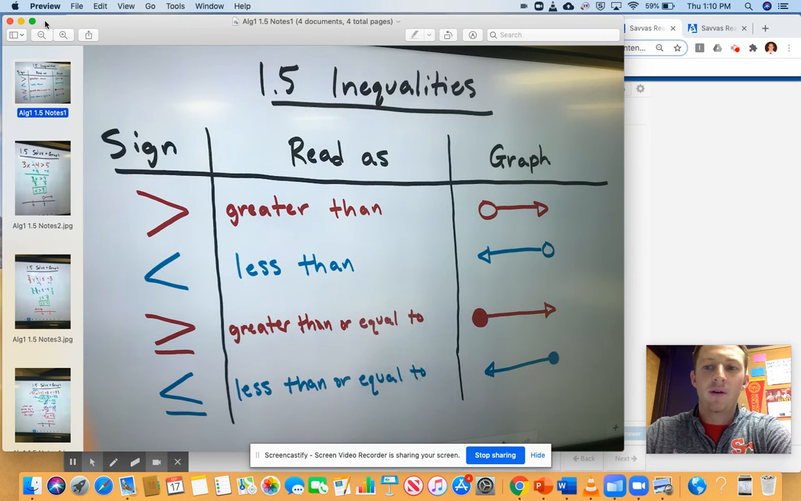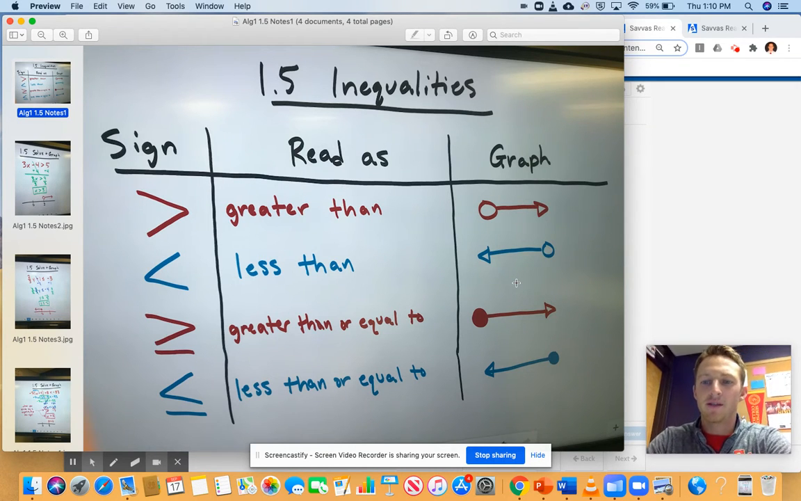Hey, Algebra 1, we are moving on to inequalities. We're going to solve inequalities the same way as equations, so we're still using reverse PEMDAS when we get there. I made a cheat sheet for you with the signs, how you read them, and then graphing it. And graphing is just plotting it on a number line this time.